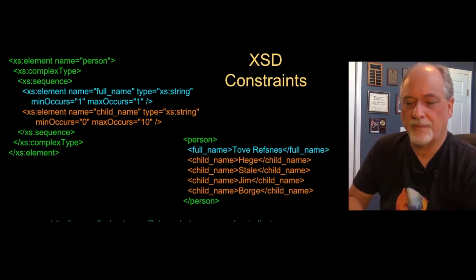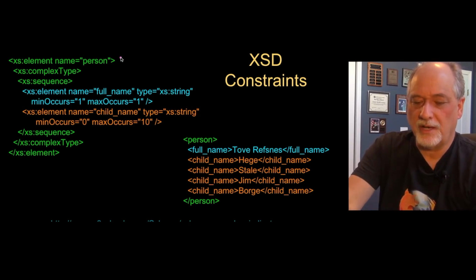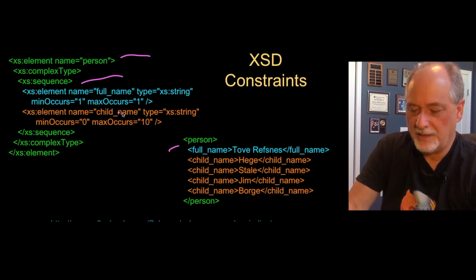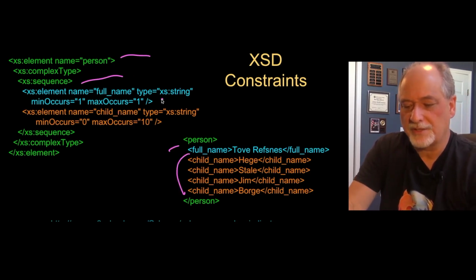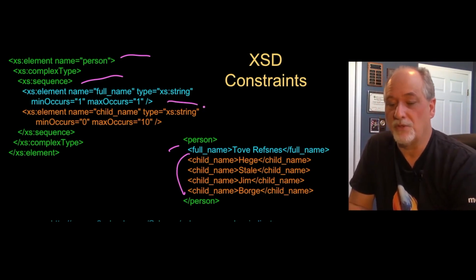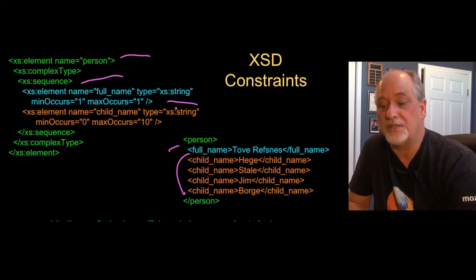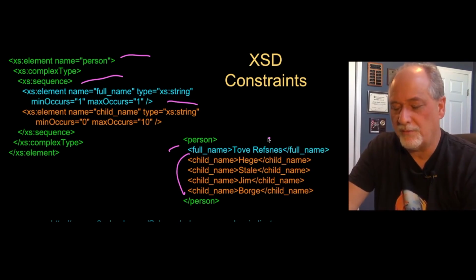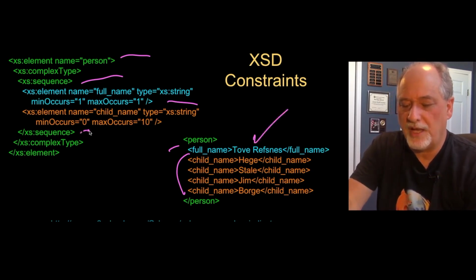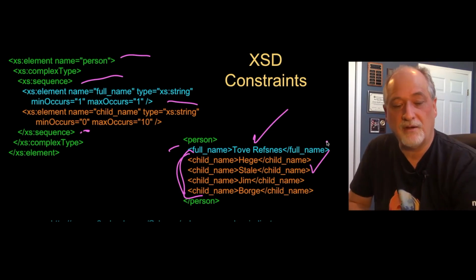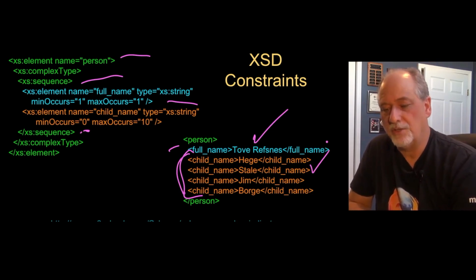With a schema, we can do things like have a complex type. We have a sequence. Here we have a string full name and a string child name, but we have this min occurs and max occurs. So min occurs is the minimum number of times it can occur, and max is the maximum. So min occurs equals 1, max occurs equals 1 means it's required. And so this is required, and we don't have two of them. Two of them would be an error. One of them is fine, so that's good. Here, the child name is min occurs 0, max occurs 10. So we have 4 here, and so that's good too. And so that is another kind of XML schema constraint that you can have.